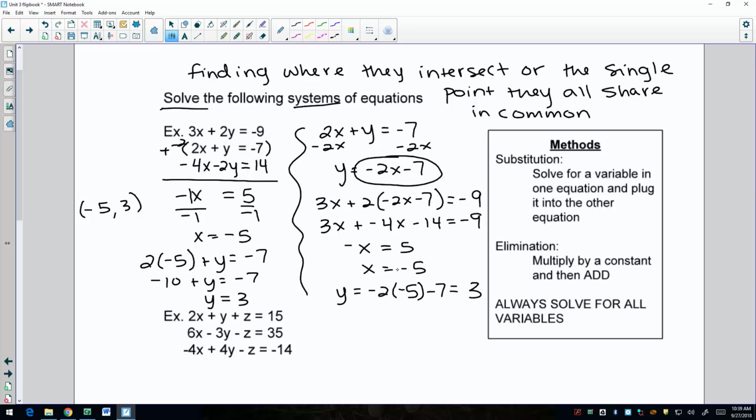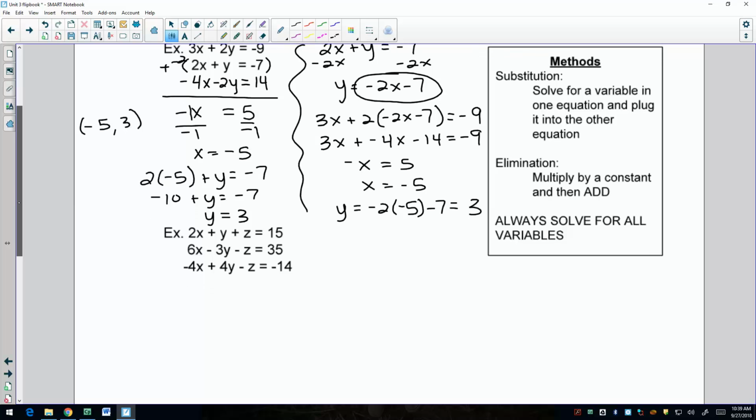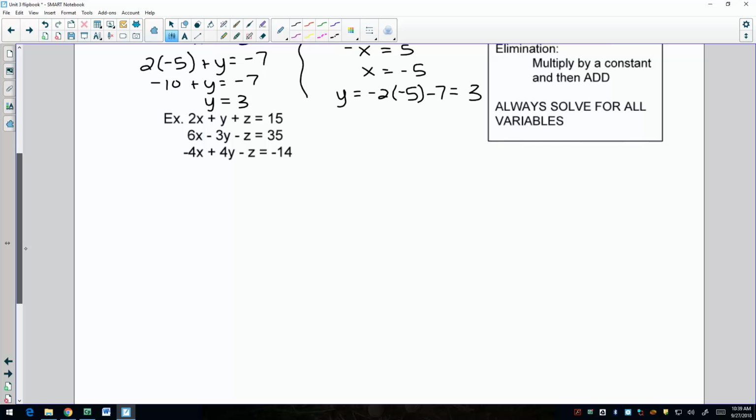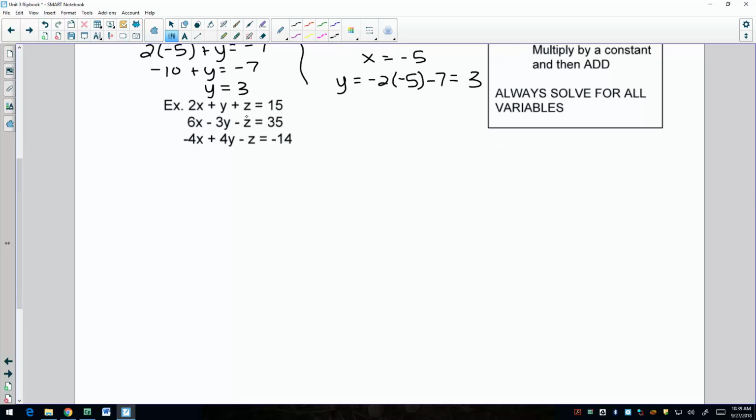So good thing I got the same answer, because all I did was the same question with two different methods. So pick your favorite and stick with it. Now for the 3 by 3, it's a little tricky. With a 3 by 3, we can't really use elimination or substitution right away. We're going to have to use elimination a couple times.